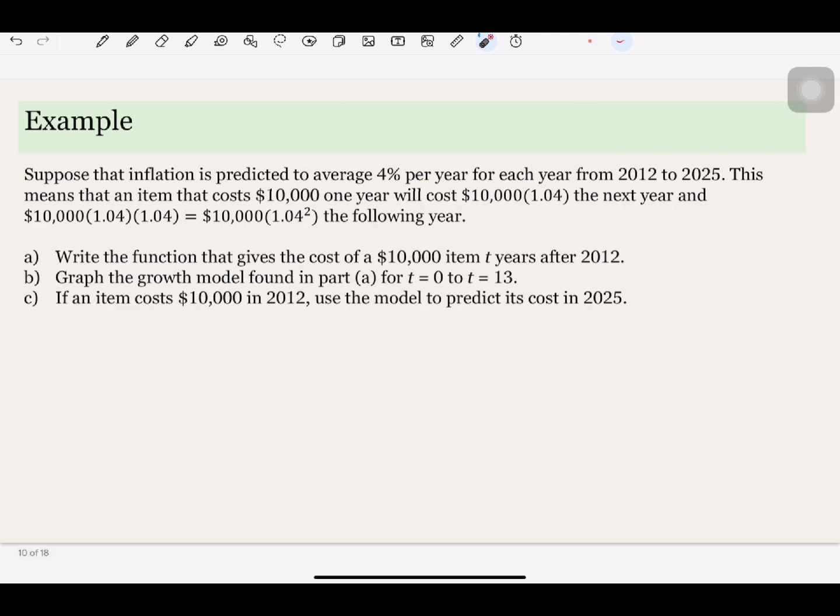Now let's move into the third part. If an item costs 10,000 in 2012, use the model to predict its cost in 2025. In part C, 2025 is 13 years after 2012. That means you have to take your model and plug in t equals 13.